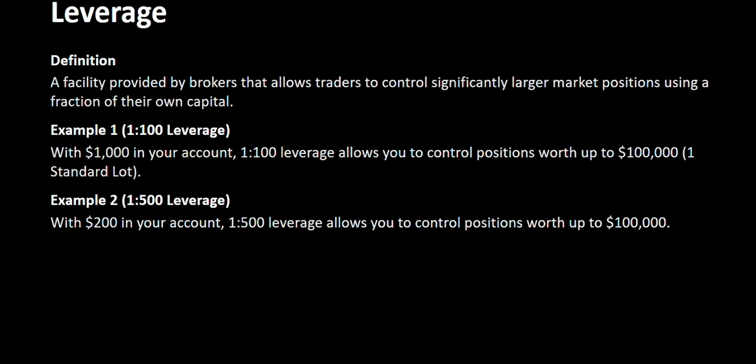So this means that if you have $1,000 in your account, that is 1 to 100. Then leverage allows you to control a position worth up to 100,000. That is one lot size. So for you to take a trade of one lot size in your account, you need to have the equivalent of the leverage required, 1,000, for you to take it. Then, for example, with 200 in your account, 1 to 500 leverage allows you to control a position worth up to 100,000.